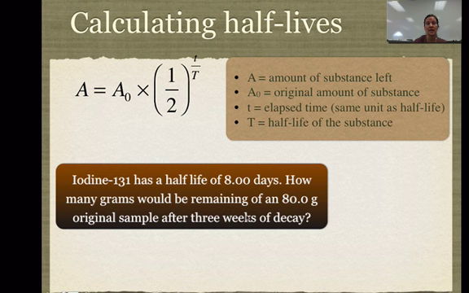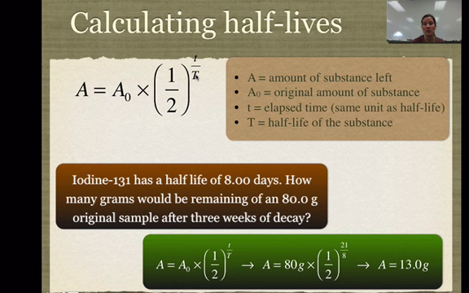3 weeks and 8 days are not in the same unit of measurement, so we got to make that 3 weeks into days. 3 times 7 is 21 days, so we'd have 21 days divided by your 8-day half-life as your superscript up here. So there it is, all filled out. If you calculate that, then you'll find you have 13 grams left.